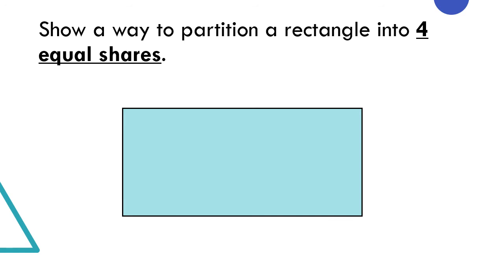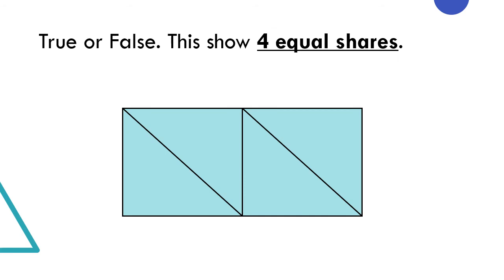Show a way to partition a rectangle into 4 equal shares. So on a scrap piece of paper right now, you could draw your rectangle, and then I want you to show me how to partition it into 4 equal shares. True or false? This shows 4 equal shares. It is true. This is a different way to partition it into 4 equal shares, but it is all equal shares.